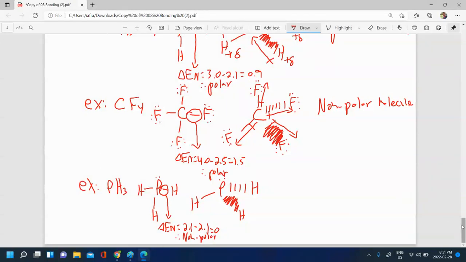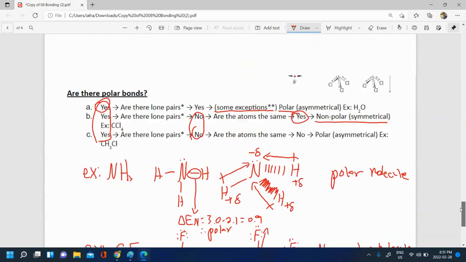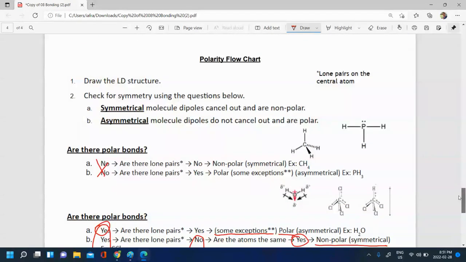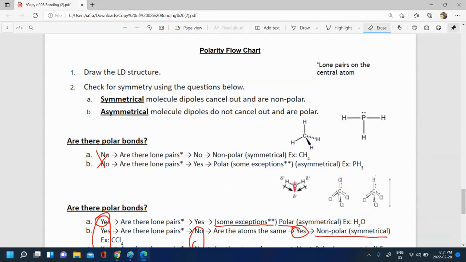Now let's go take a look at what that means. Does that necessarily mean our molecule is non-polar? Well, here's our question. Are there any polar bonds? It's not yes. We're at the no region. Are there lone pairs? We're at the yes region. There are lone pairs in the central atom.